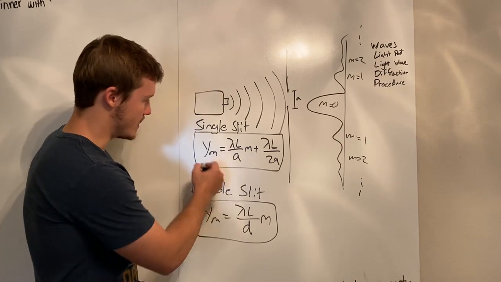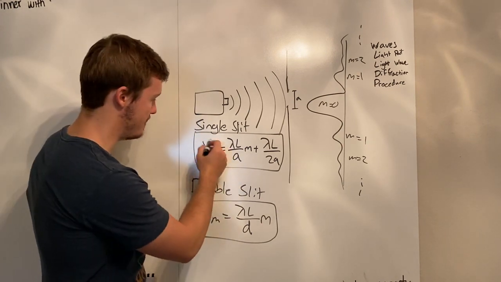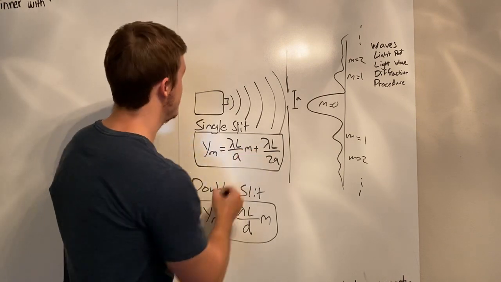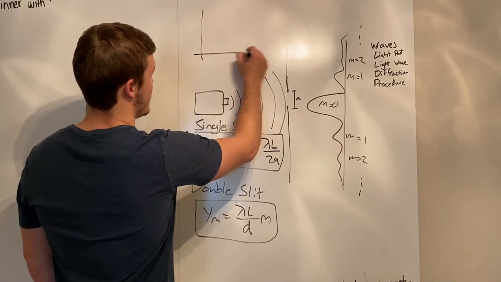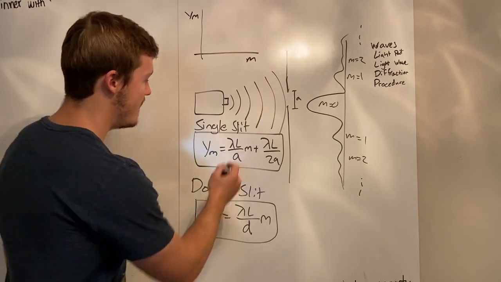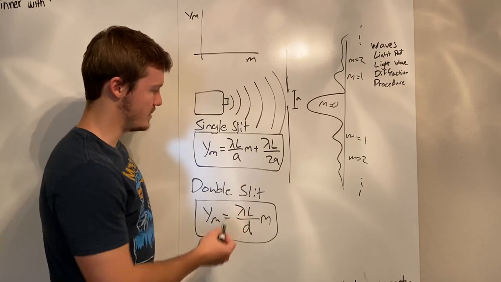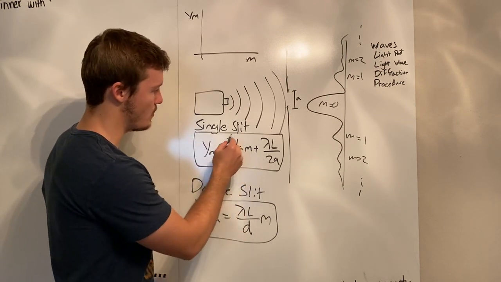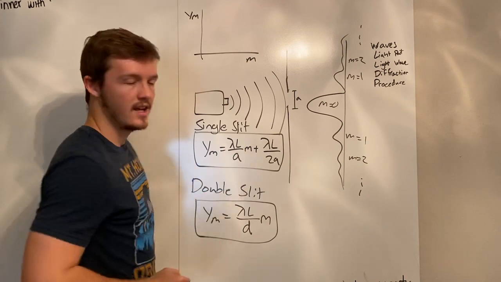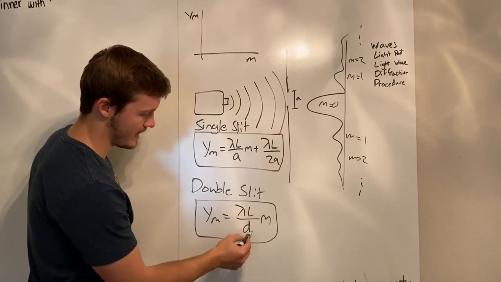So you're going to use these ym measurements. You're going to make a plot of ym versus this value m. So you're going to end up making a plot like this, ym versus m. And then what will that tell you? The slope of these plots will be, for the single slit experiment, lambda L over A, and the slope of the plot for the double slit experiment will be lambda L over D.